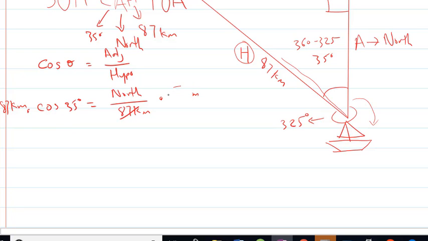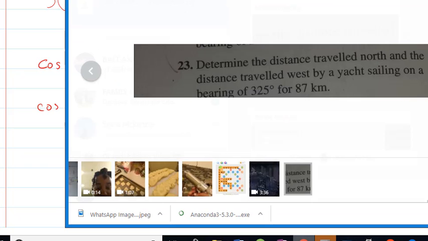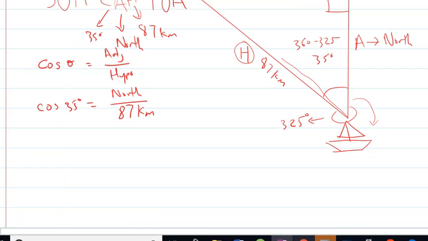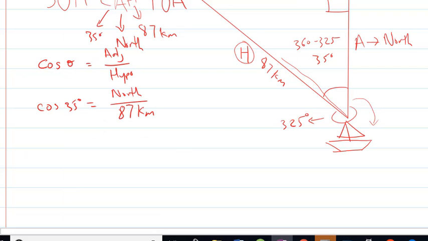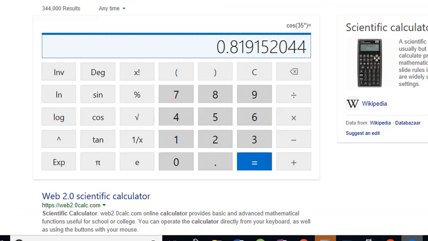Before we do that, I don't want to run the gun too fast, right? Let's calculate what cosine 35 is. Cosine 35 would be something like 0.81915.